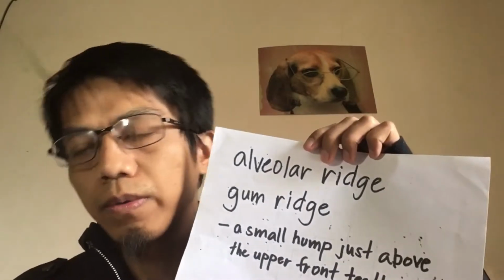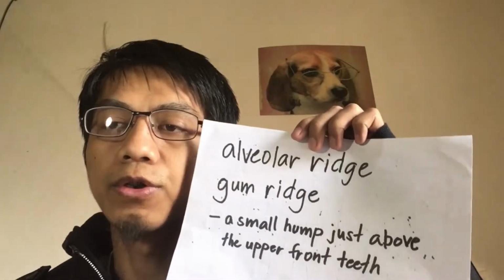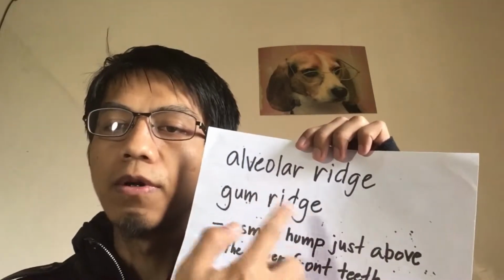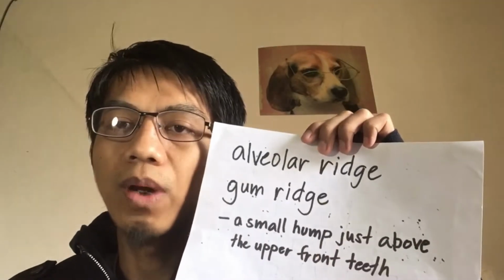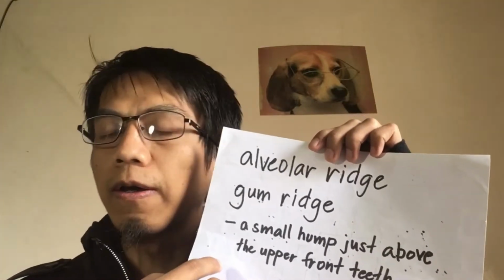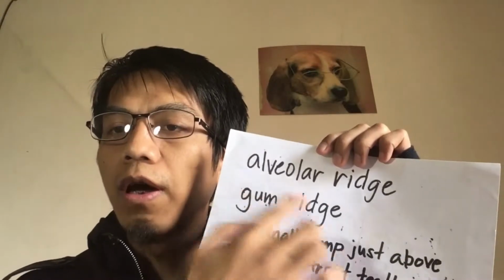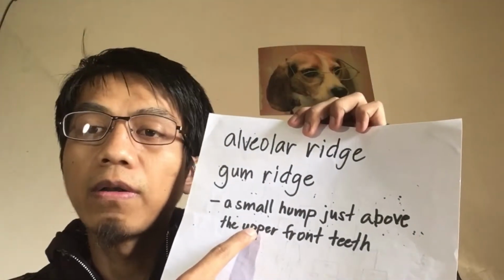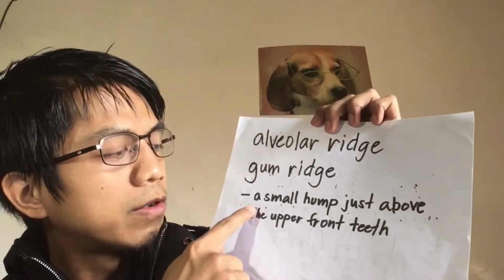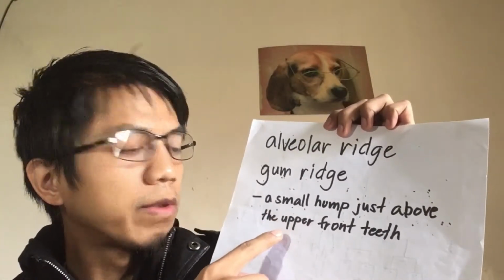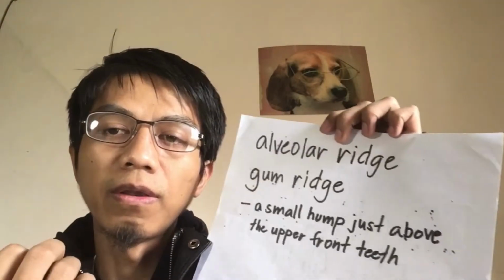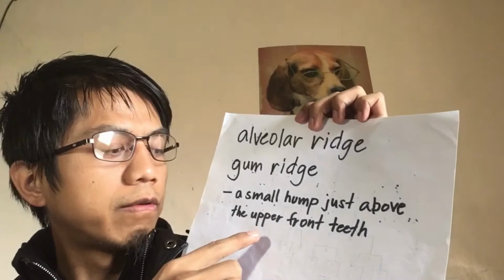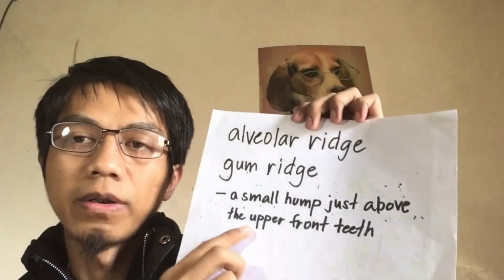And you can also do a little bit of further research if you want to. You can just Google this term, alveolar ridge or gum ridge, and you will find many websites explaining the location and the meaning of the alveolar ridge. So it's a part of the mouth, and here is a little bit of a hint where you can find it. It is a small hump just above the upper front teeth. Okay.